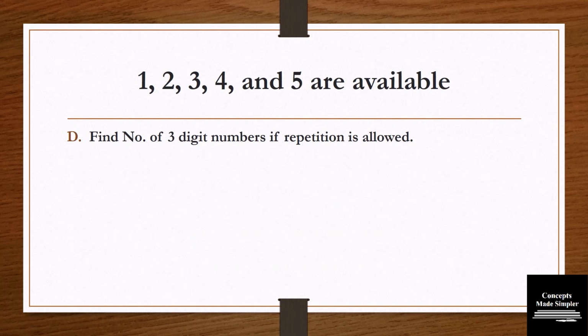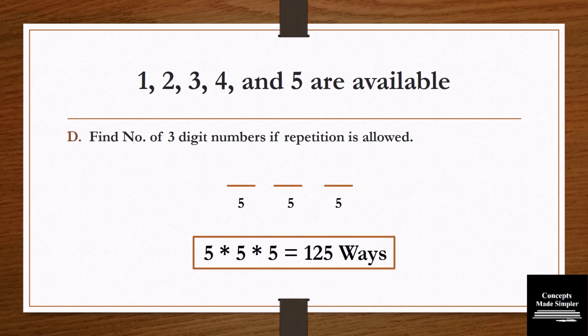Find the number of 3-digit numbers if repetition is allowed. This is almost similar to the question we have seen. I would suggest you pause this video and try to solve this question by yourself. The solution is, since we have to form a 3-digit number, we have 3 placeholders. The first placeholder can be occupied by any of the 5 digits, and since repetition is allowed, the remaining 2 placeholders can also be occupied in 5 ways. So the final solution is 5 into 5 into 5, which is 125 ways.